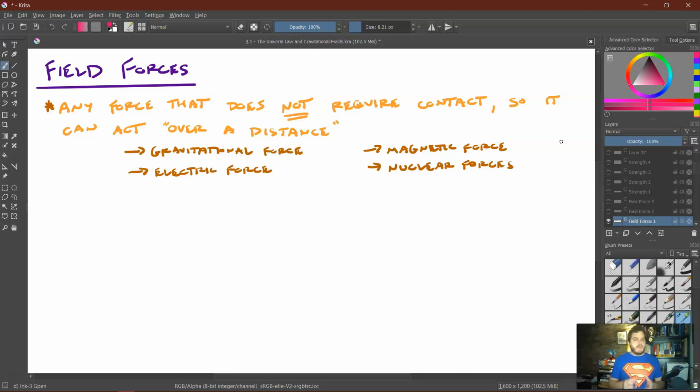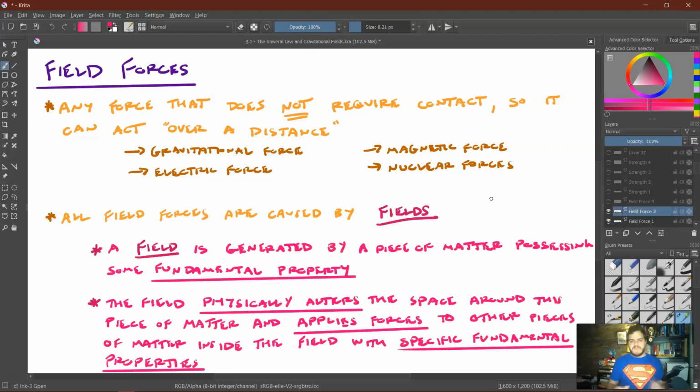And this really bothered Newton. Newton was able to explain how objects affected each other with gravity, but he really couldn't explain the why, and that really, really bothered him. And he kind of just left it as a, we don't know. All field forces are created by fields. Okay, well, what is a field?